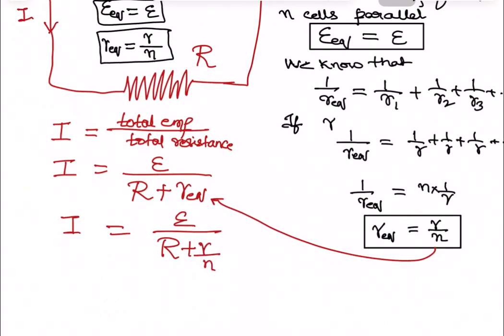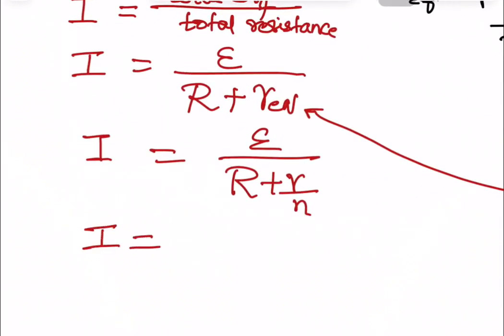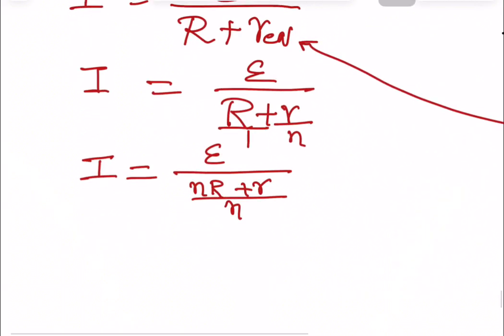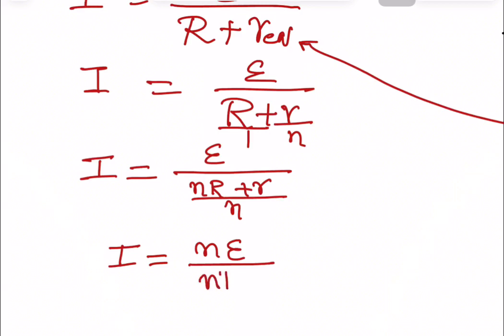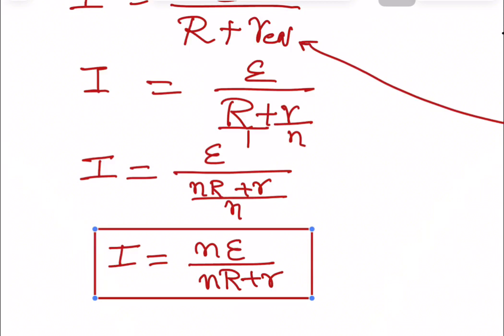In the denominator, it's a number plus a fraction, so you can just add these two fractions. Write R by 1 and simplify: R into n plus 1 into r, divided by 1 into n, that is n. Now make it a single ratio. So n goes to the numerator, and the current sent by this combination is equal to n times the EMF of a single cell divided by nR plus a small r.